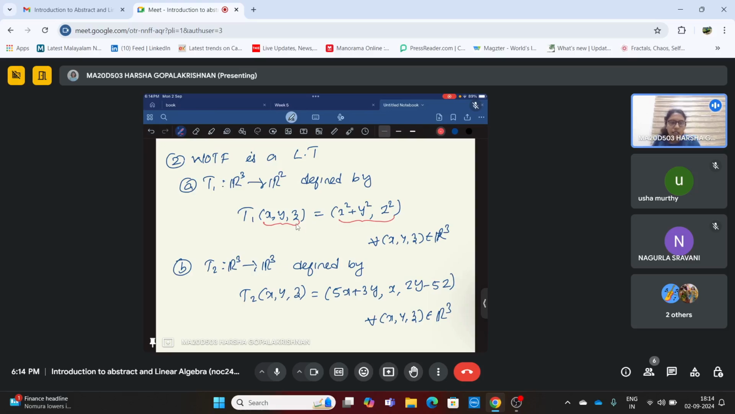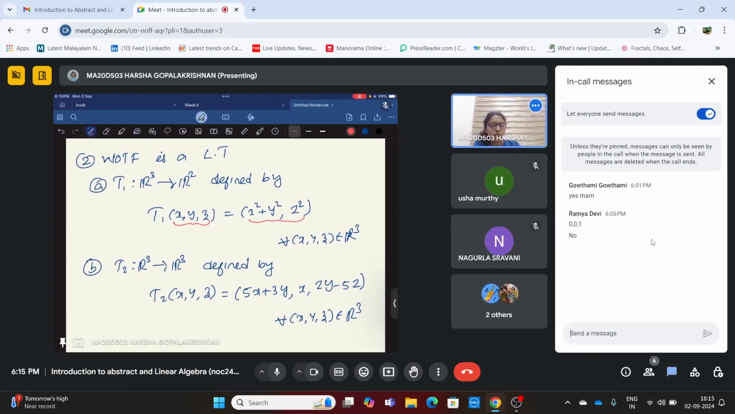First of all, as I told earlier, first we check whether T maps 0 to 0. In this case, whether T maps 0 to 0, yes or no? T of 0 equal to 0 or not? That is the question. Anyone? So that's an easy thing. Yeah, T of 0 equal to 0.